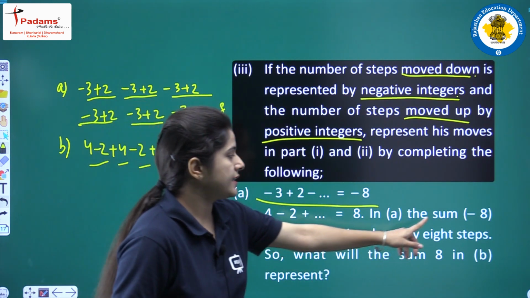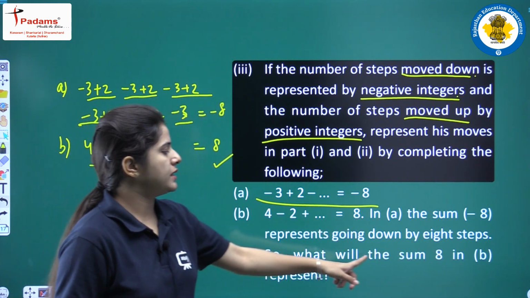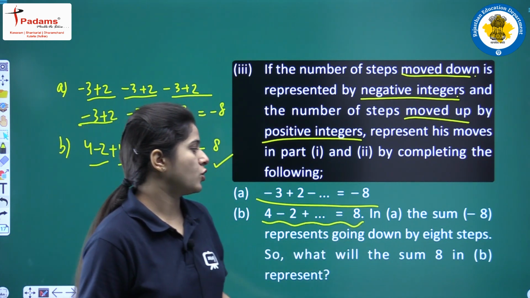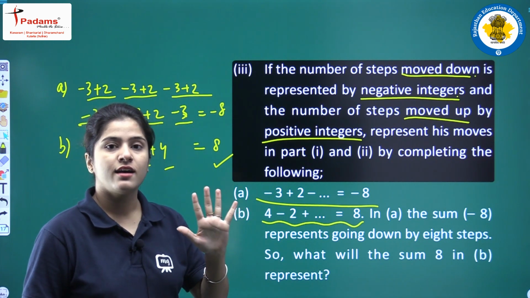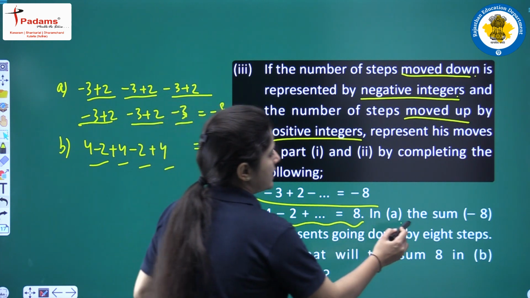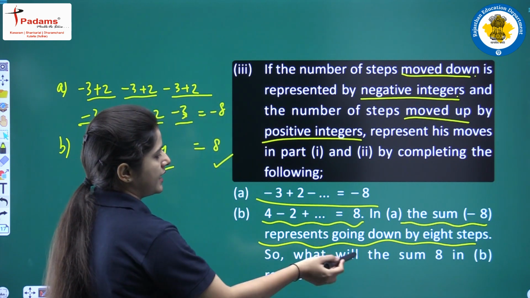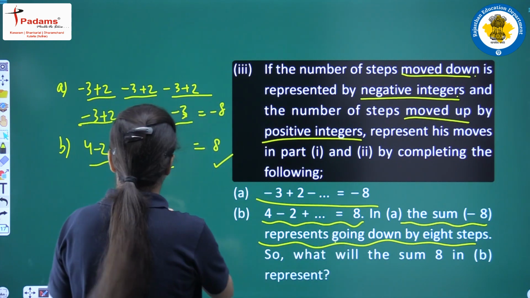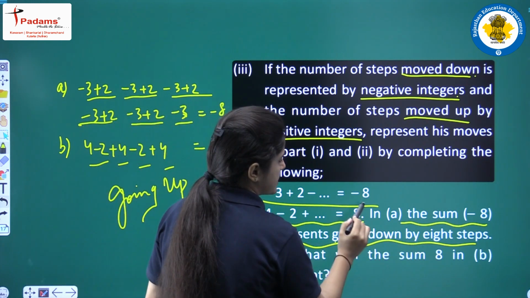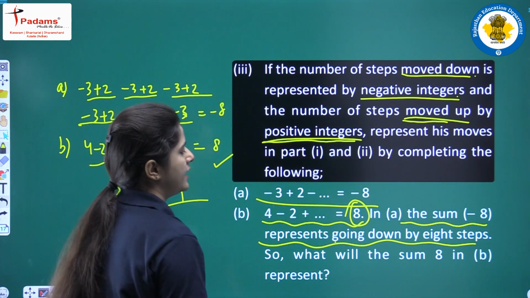So in A the sum minus 8 represent going down by 8 steps. So what will the 8 in B represent? So 8 represent going up in 5 jumps. Okay, it is clearly saying the sum minus 8 represent going down by 8 steps. So what will the sum 8 in B represent? Going up. Okay, so it is representing going up by 8 steps because it is plus 2. Okay, and positive integer moved up, going up by 8 steps.